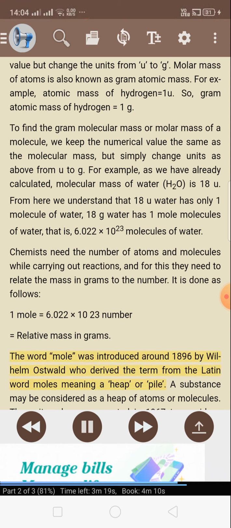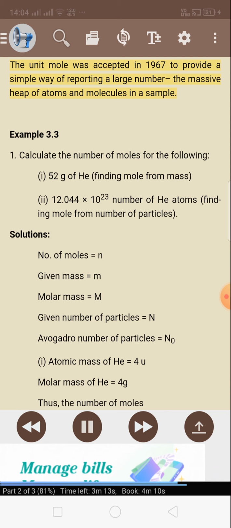The word mole was introduced around 1896 by Wilhelm Ostwald, who derived the term from the Latin word moles meaning a heap or pile. A substance may be considered as a heap of atoms or molecules. The unit mole was accepted in 1967 to provide a simple way of reporting a large number, the massive heap of atoms and molecules in a sample.